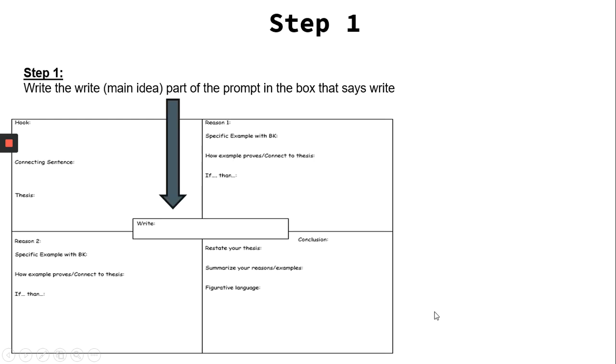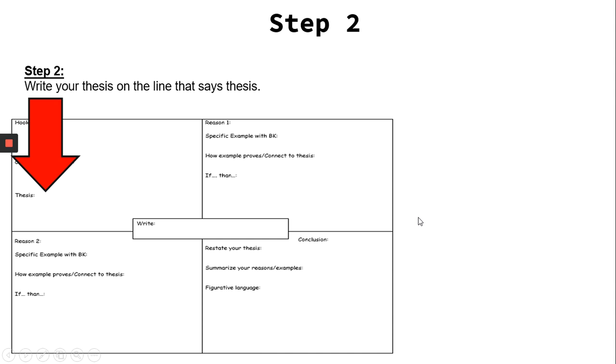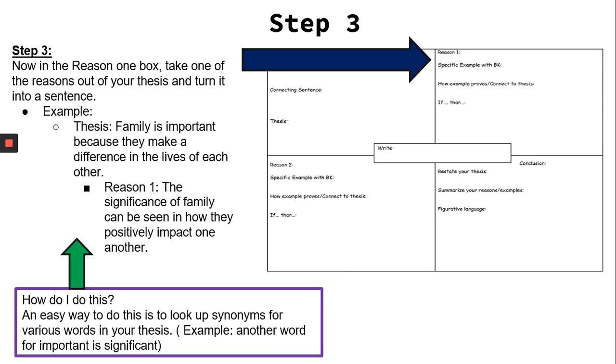Now, creating an outline. So step one is you write the main idea part of the prompt in the box that says write. Step two, write your thesis on the line that says thesis. Now, step three, in the reason part box, you take one of the reasons out of your thesis and turn it into a sentence. So example, if my thesis is family is important because they make a difference in the lives of others, then my reason one would be the significance of family can be seen in how they positively impact one another.